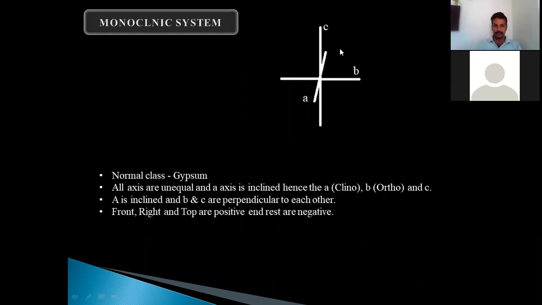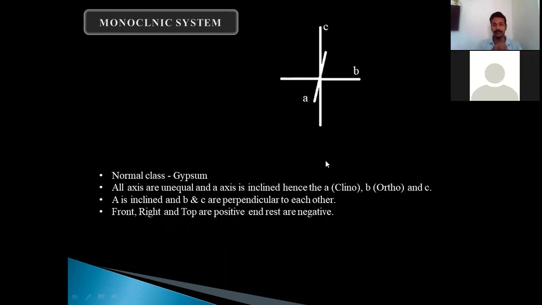So what actually is the monoclinic system? Monoclinic system is classified by three axes, among which the axis which is nearer to the observer will be inclined. Till now we have seen the isometric, tetragonal, and orthogonal systems, but all those axes were perpendicular to each other. All those three systems had three axes. There was a difference in their length, but the perpendicularity was maintained.